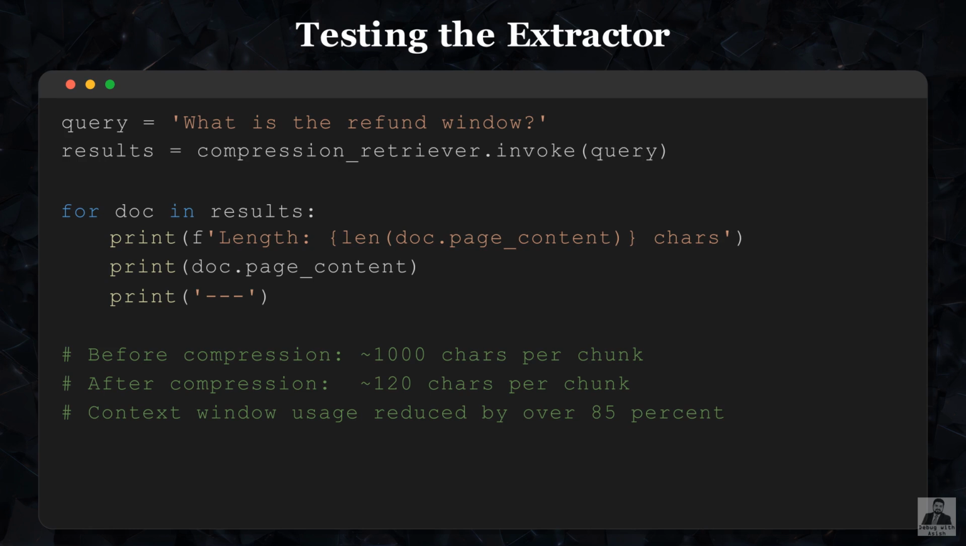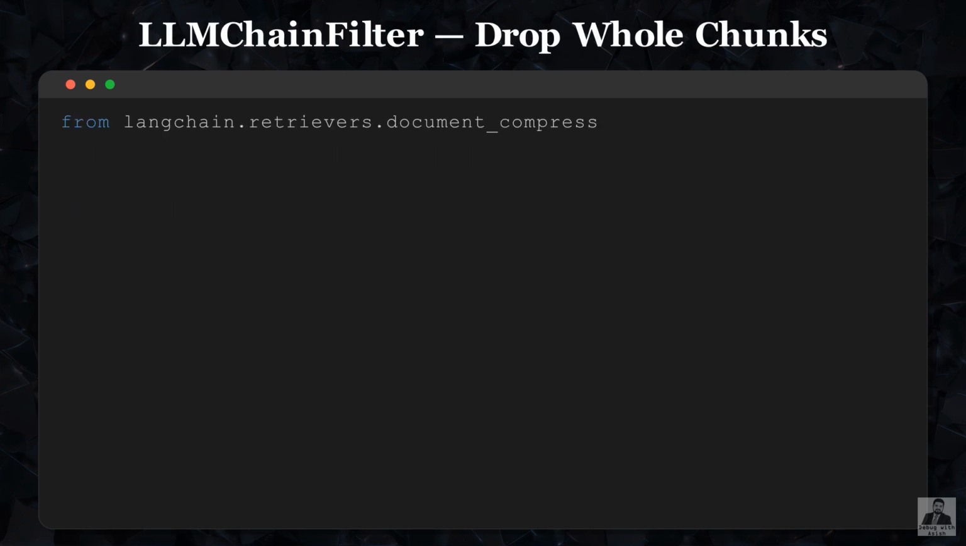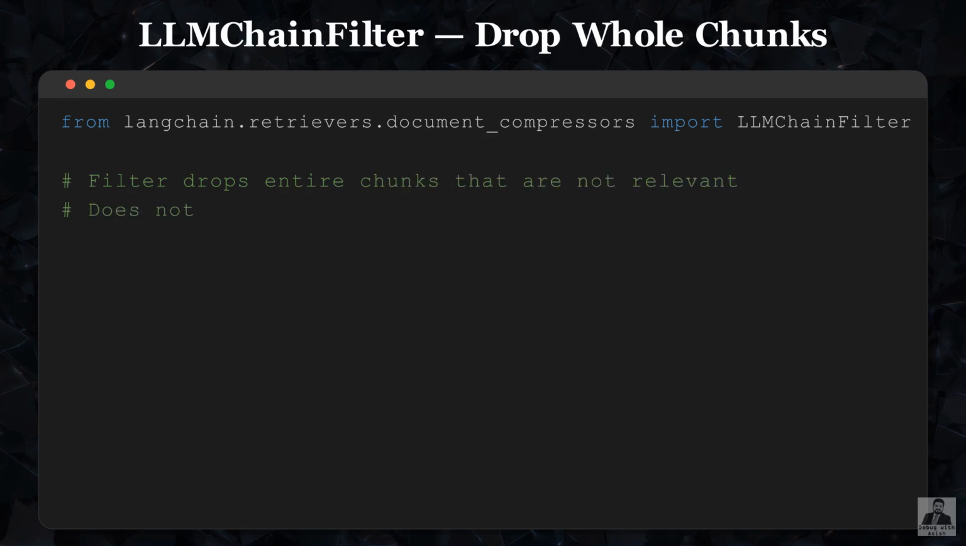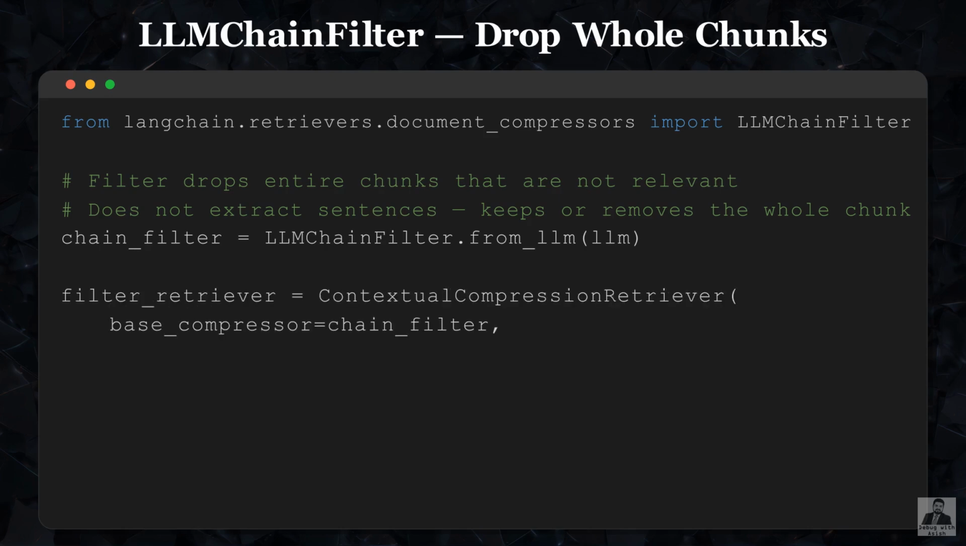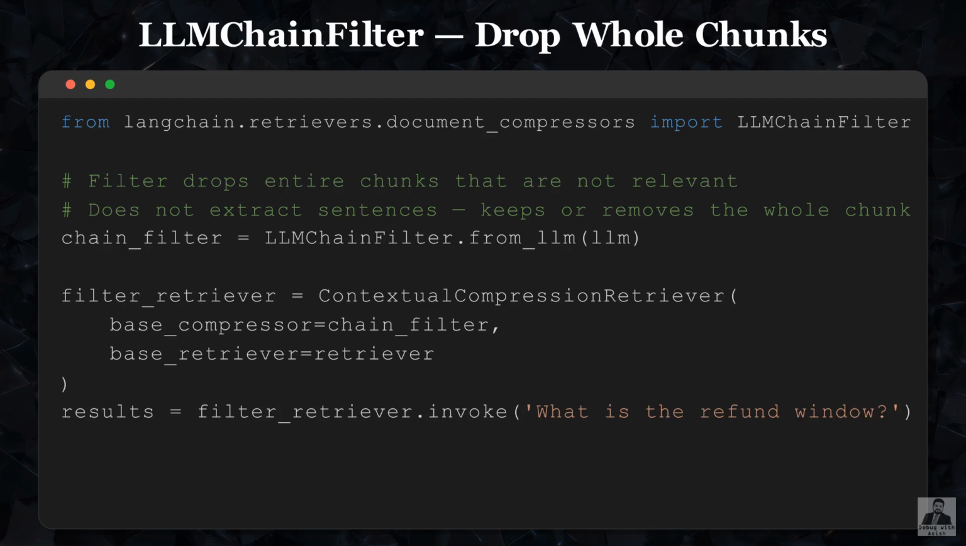The LLMChainFilter works differently to the extractor. Instead of extracting relevant sentences from each chunk, it makes a binary decision. Is this chunk relevant to the query at all? If yes, the full chunk is kept. If no, the entire chunk is dropped. This is useful when your chunks are already reasonably small and you just want to remove the ones that the retriever surfaced incorrectly. It uses fewer tokens per call than the extractor because it only needs a yes or no decision.